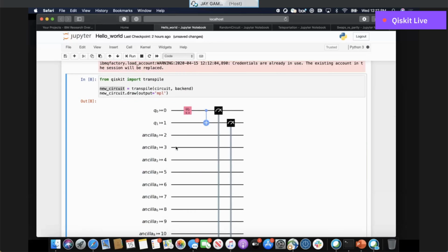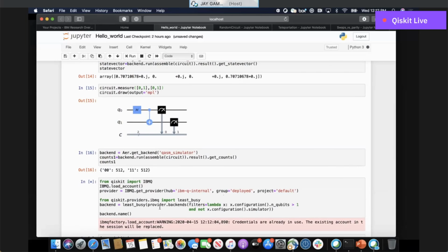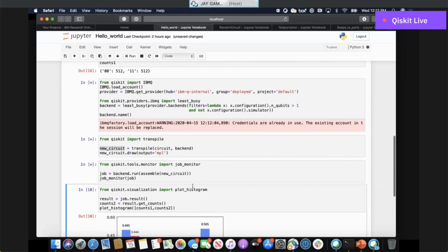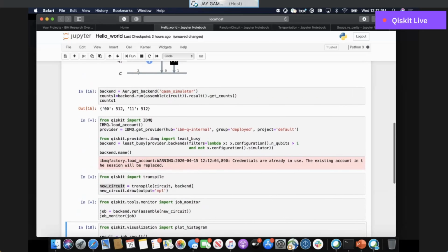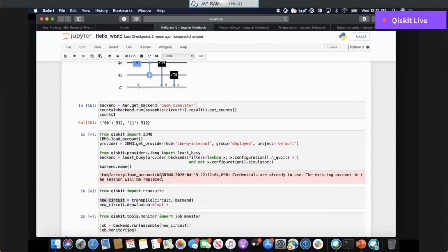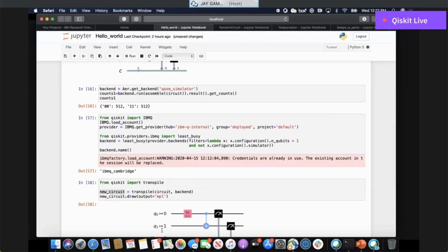And if I want to test this and run this on real hardware, if you've got an IBM account, you can easily jump in and run it. What I'm doing here is taking this circuit. First of all, I'm going through and finding the least busy of our systems that are online. It turned out to be the Cambridge.